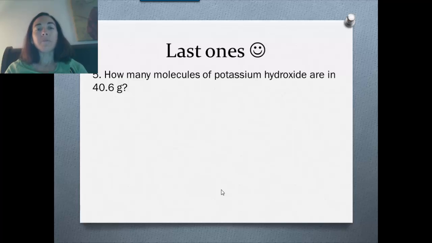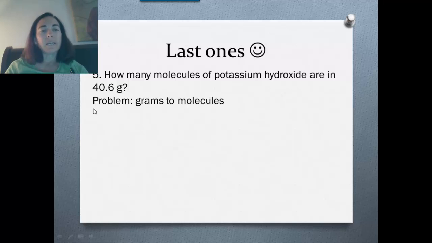In this problem, they give us 40.6 grams of potassium hydroxide. And since it's got grams, I know I'm going to need the formula mass. So I've got to get the formula for potassium hydroxide, and I'm going to go to molecules. Now, the conversion from grams gets me to moles. And then I have the old conversion with Avogadro's number to get from moles to molecules. So this actually is going to be a 2-step conversion.